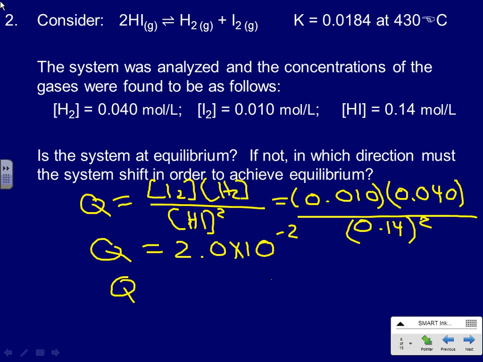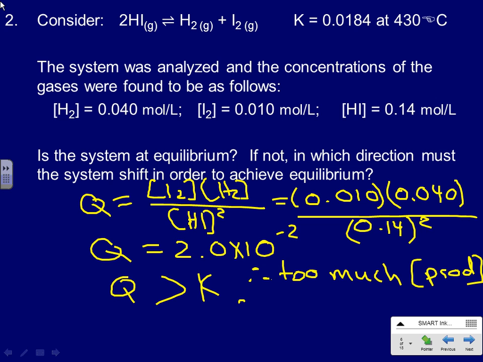Q is what compared to the K? Yeah, it's greater than, which means, where is it sitting? Actually, instead of saying sits, we can say too much. This is another way of saying the same thing. If it's bigger, there's too much what? Yep, there's too much product, concentration product. Therefore, which way is this thing going to shift in order to attain an equilibrium? It's going to shift left. Therefore, shift left. Okay?